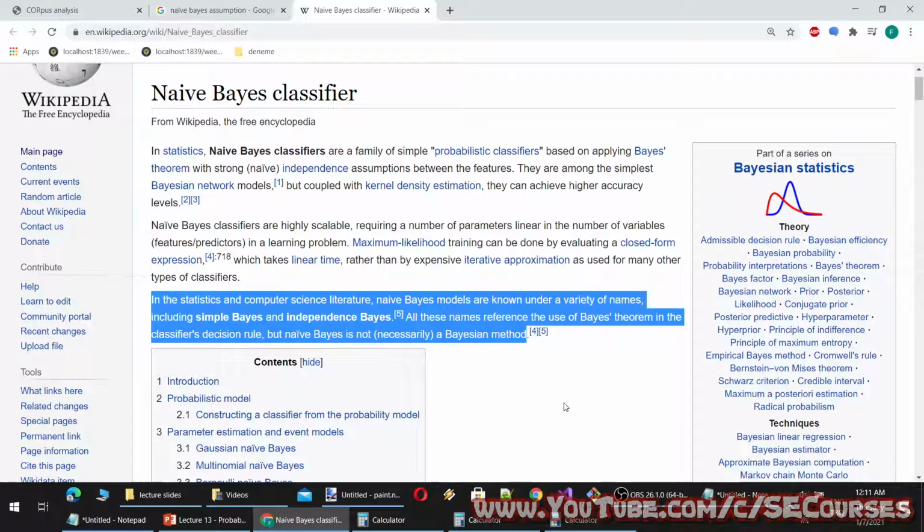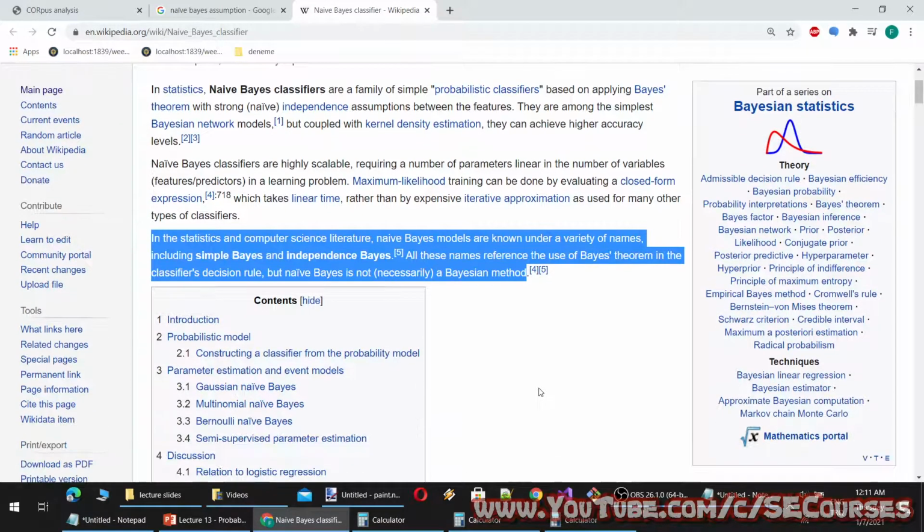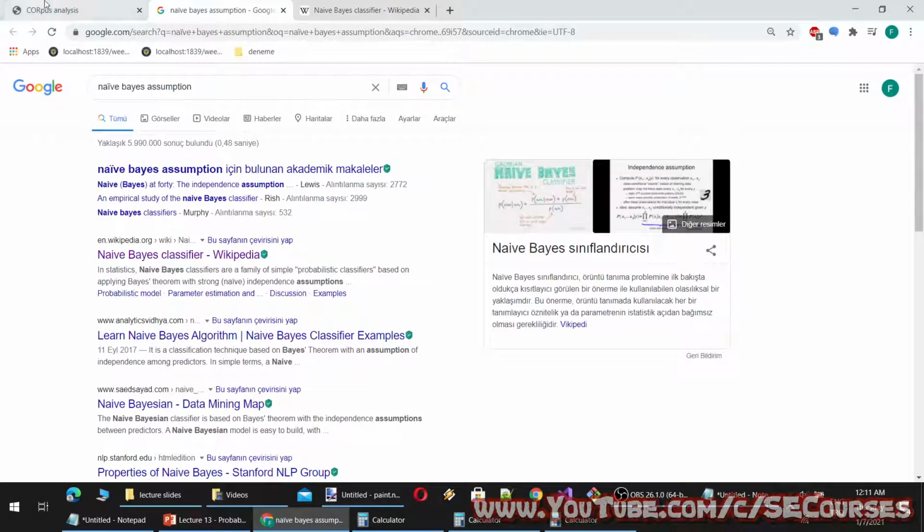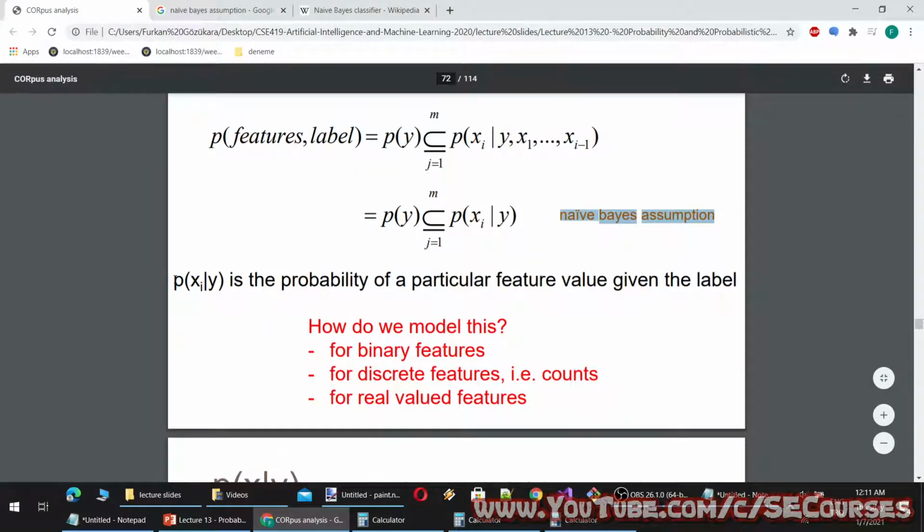In the statistics and computer science literature, naive Bayes models are known under a variety of names, including simple Bayes and independence Bayes. All these names reference the use of Bayes' theorem in the classifier's decision rule, but naive Bayes is not necessarily a Bayesian method. Okay.